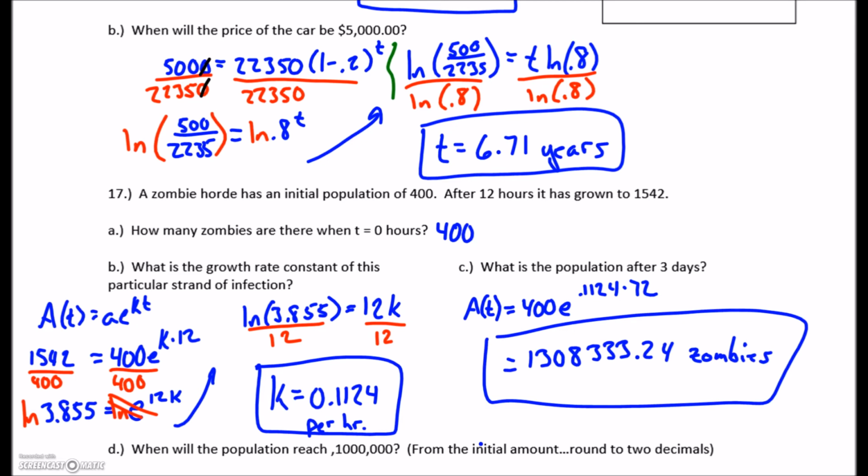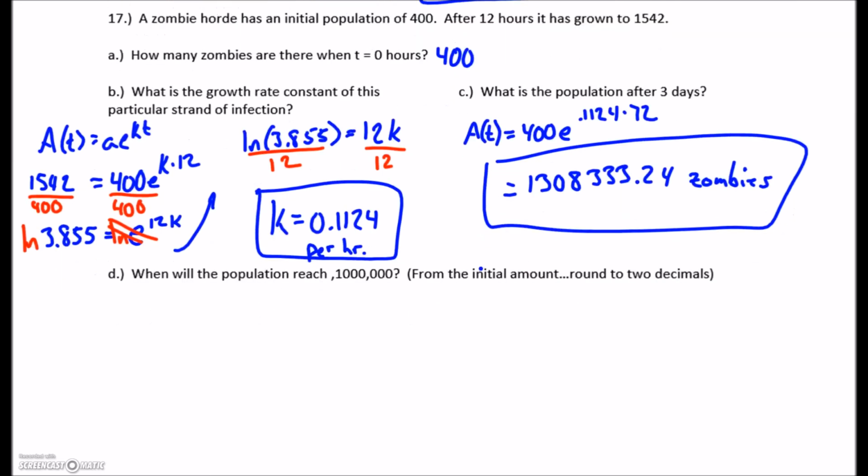All right. In terms of this one, it says when will the population reach 1 million? That comma is in the wrong place, obviously. Poor choice of putting a point there. But anyway, 1 million. Basically, I'm going to start off the same way. I still have this k value that I found. I want to know when this thing is going to equal 1 million.